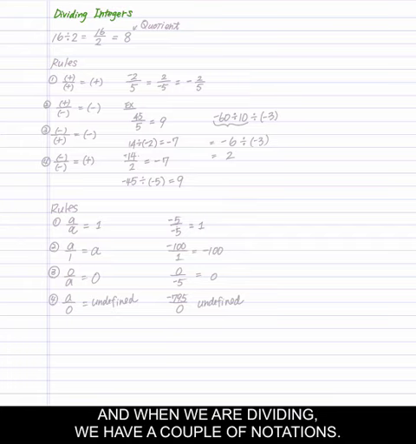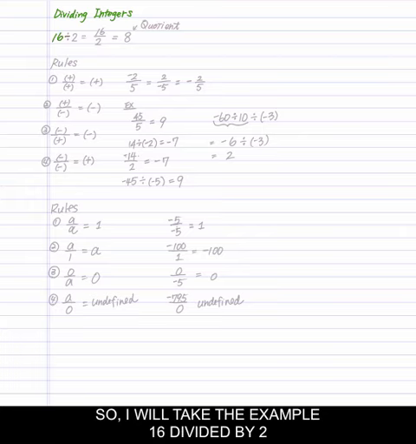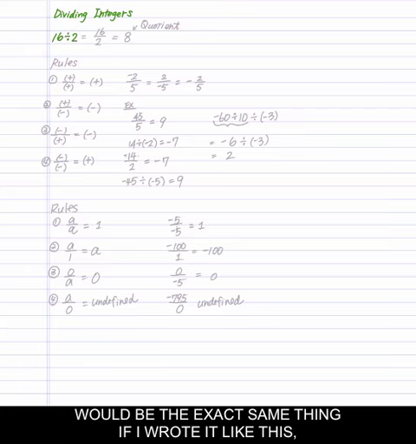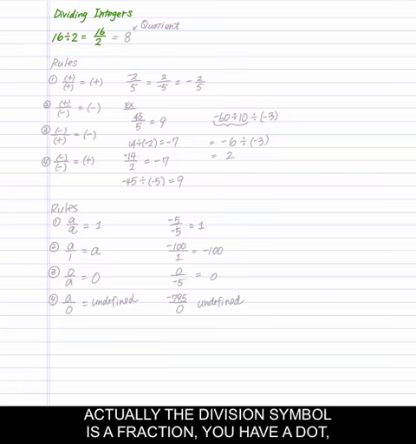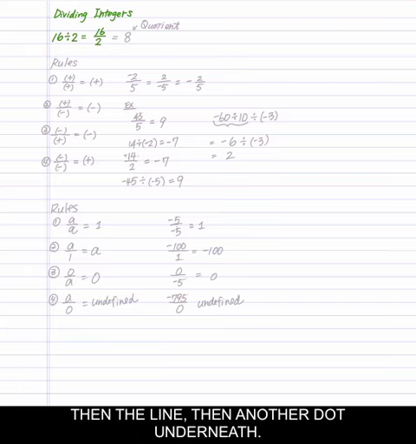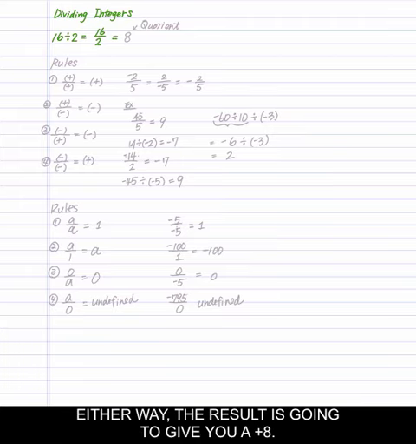And when we are dividing, we have a couple of notations. So I'll take example 16 divided by 2 would be the exact same thing if I wrote it as a fraction, 16 divided by 2. Actually, the division symbol is a fraction. You have a dot, then the line, then another dot underneath. Either way, the result is going to give you a positive 8.